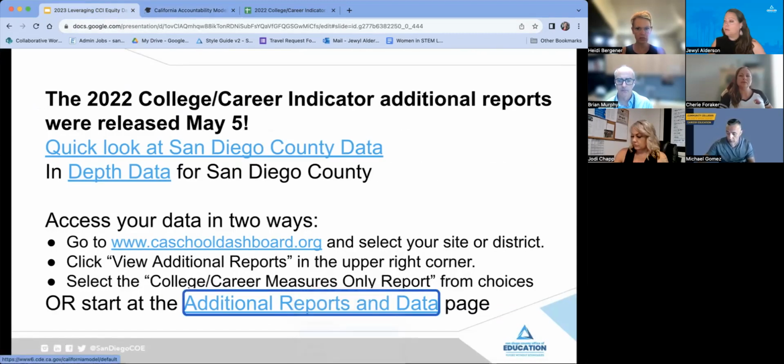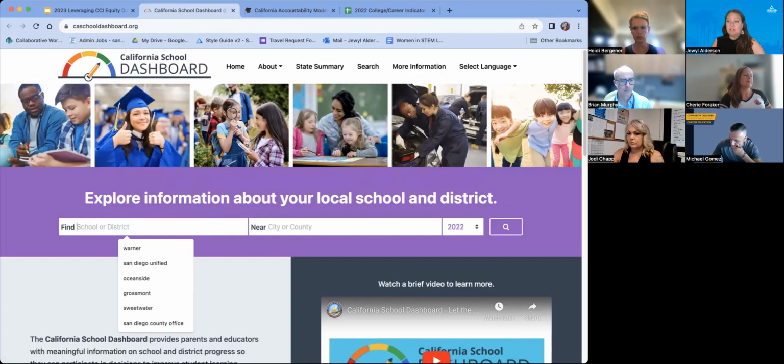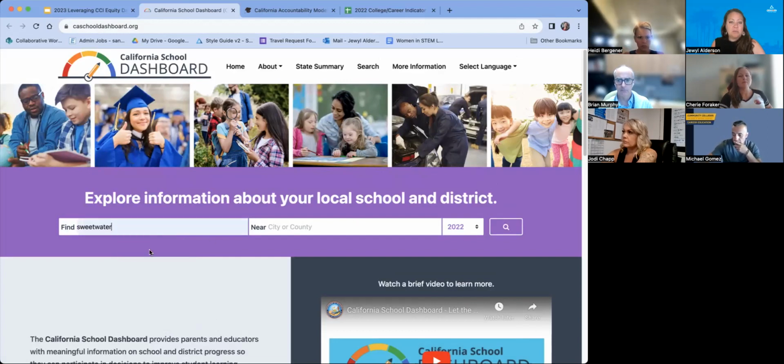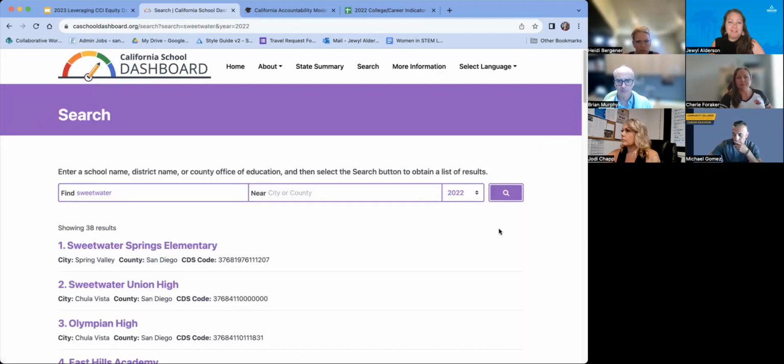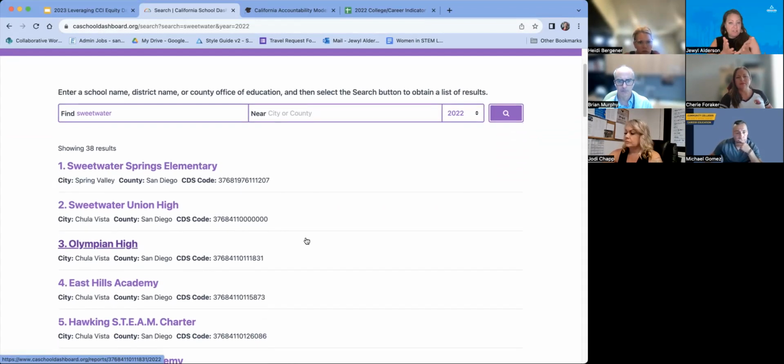Let me put this in here. There are two ways to get to it. You can go straight to that, or if you're on your dashboard and you put in your district. I always like to pick on Sweetwater because I worked with them for so many years. And then if you're looking for your full organization, you're going to be looking for the CDS code that has all zeros at the end, because your schools fill in those zeros.